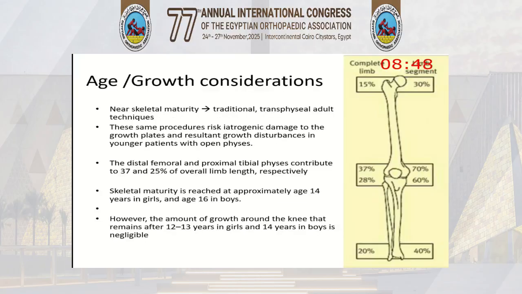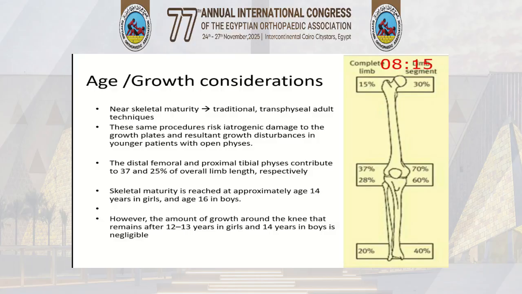So there are age and growth considerations. Near skeletal maturity, we can use traditional transphyseal adult techniques because the remaining growth is negligible. However, these same procedures risk iatrogenic damage to growth plates and resultant growth disturbance in younger patients with open physes. And as we know, most of the growth of the lower limb comes from around the knee.